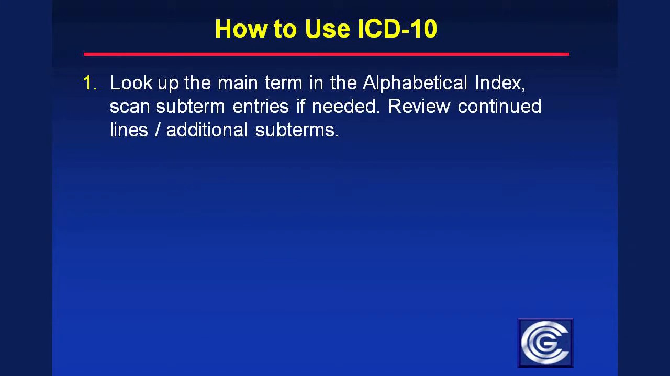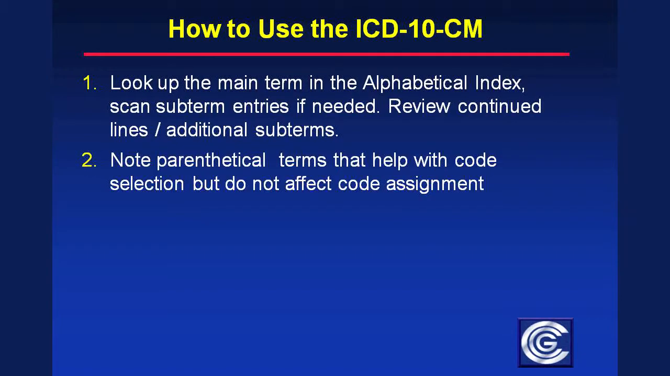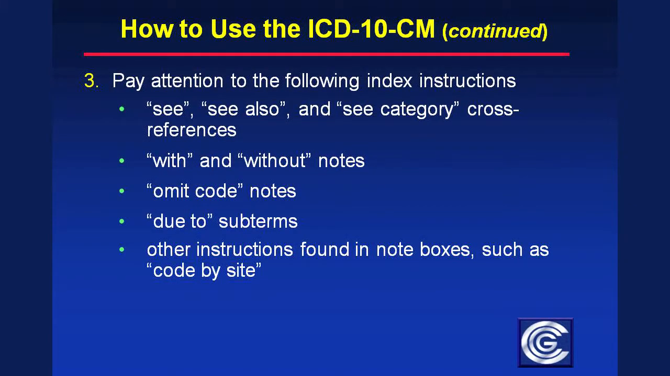To start, look up the main term in the alphabetic index. Scan subterm entries if needed. Review continued lines and additional subterms. Then, note parenthetical terms that help with code selection but do not affect code assignment. Pay attention to the following index instructions.